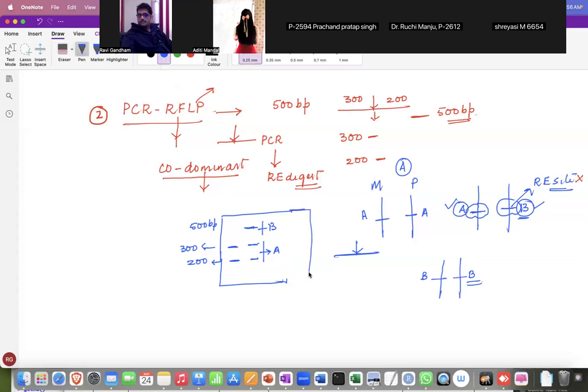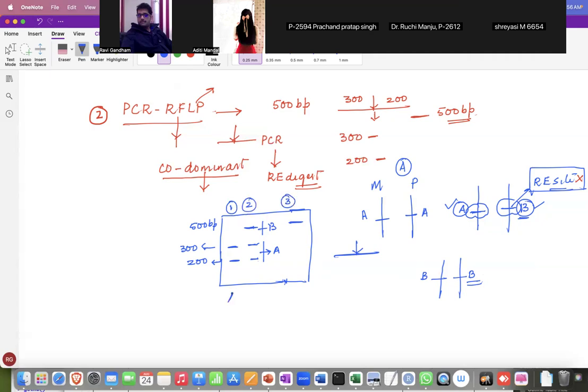We'll just extend this gel here. So if this is the third individual, what will you have? An RE site. The RE site is absent in B. So you'll be having only a fragment here. So this is individual 1, individual 2, individual 3.